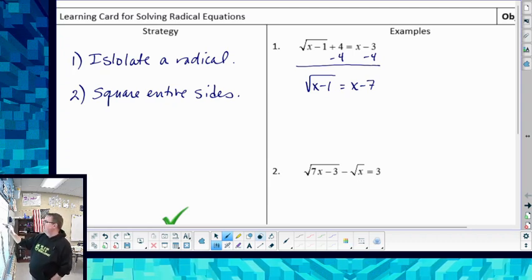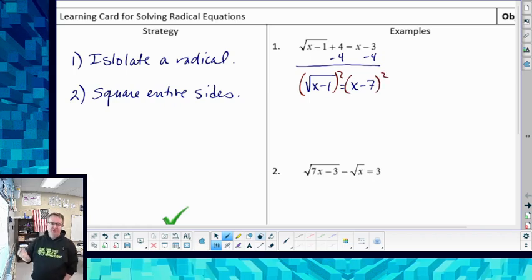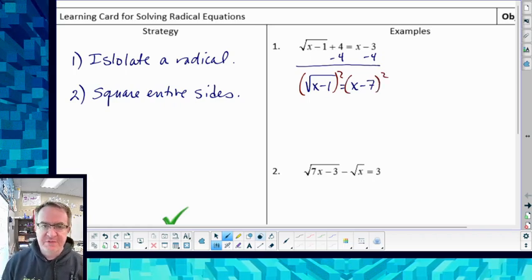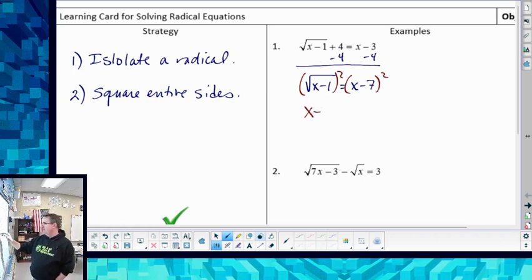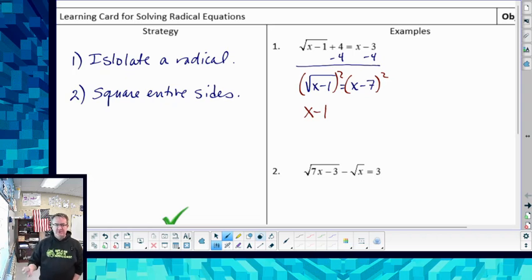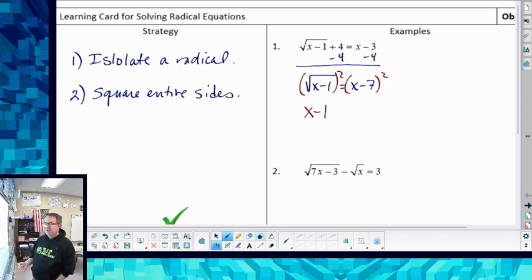If you're going to square both sides, you square both sides. Okay, so that's including the binomial. So this is going to turn into x minus 1, because when you square a square root, by definition, it's whatever's on the inside. Don't try to get fancy with that side.